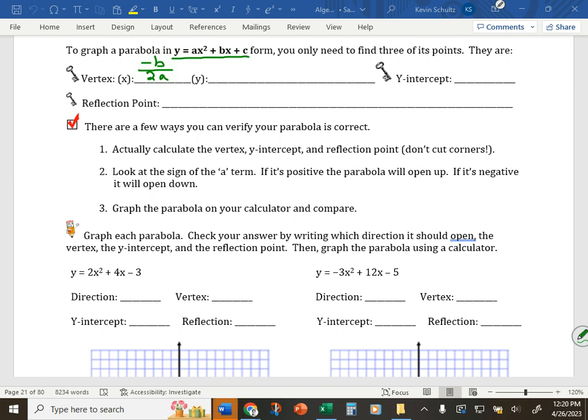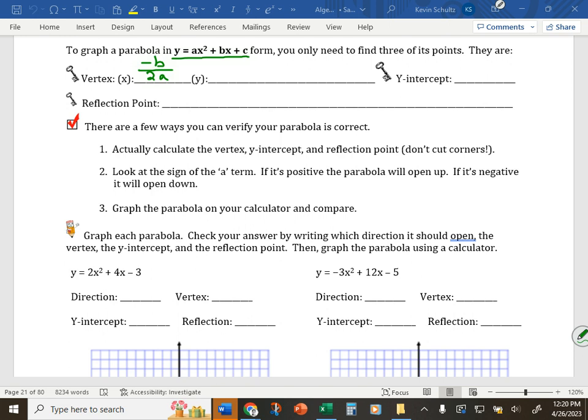Now, what are b and a? B and a are the variables in that standard form for a parabola. B is your coefficient to your x term. A is your coefficient to your x squared term. So when we factored back in PO52 and we used these, right, you multiplied A and C together, did that whole thing. A, B, and C are in the same position here, which is at least helpful. All right? Once you find x, once you know the x value of the vertex, how would you find y?